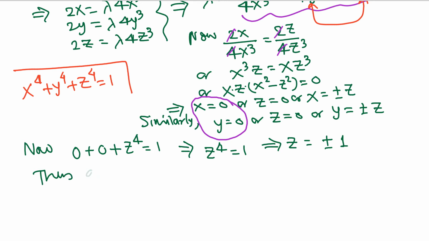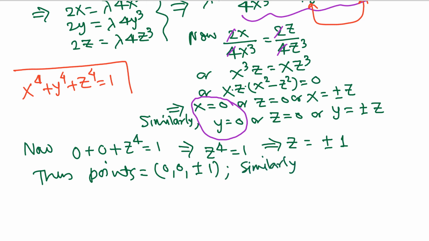There might be more than one point. We just found the points where x = 0, y = 0, and g is plus or minus 1. Similarly, we can find other points. If we take x = 0 and g = 0, we get the y value: y will be plus or minus 1. And when we take y = 0 and g = 0, x will be plus or minus 1.